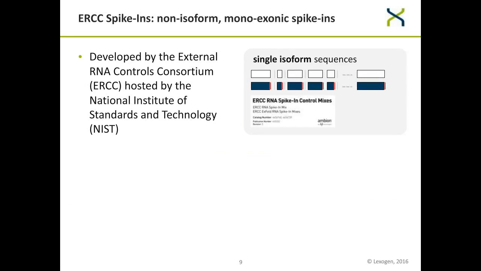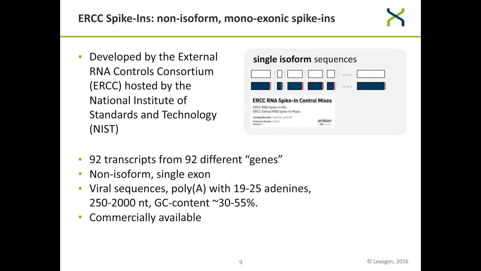Okay, so now we have a bit of a time warp here. We go back to the year 2003, where the first spike-ins were introduced. These were actually developed by the External RNA Control Consortium, the ERCC, which was hosted by the National Institute of Standards and Technology. They devised controls for microarrays, and they produced 92 transcripts from 92 different genes. These are non-isoform single exon transcripts.